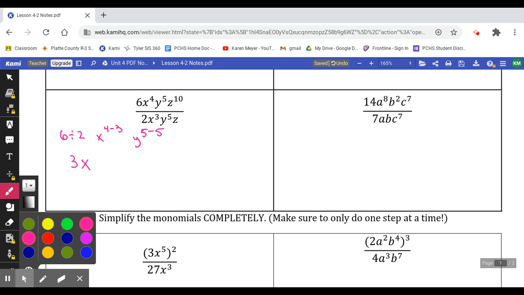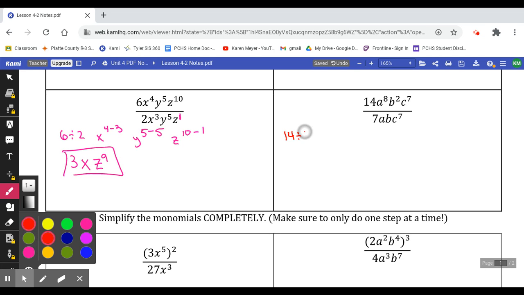And then for z, my top exponent is 10 minus, if I don't have a bottom exponent, don't forget that that means the bottom exponent is a 1. So 10 minus 1 is 9. So your final answer should be 3x, or you could say x to the 1st, z to the 9th. Okay, next one.